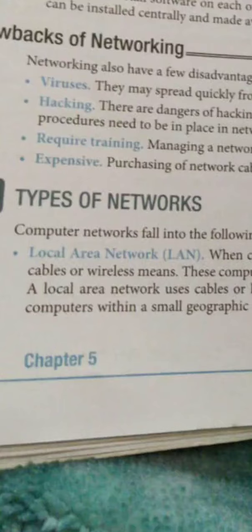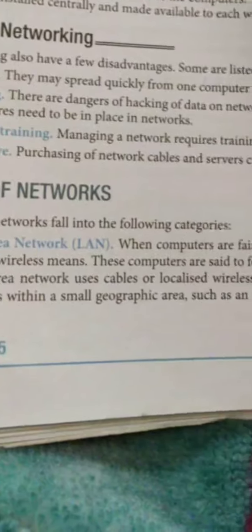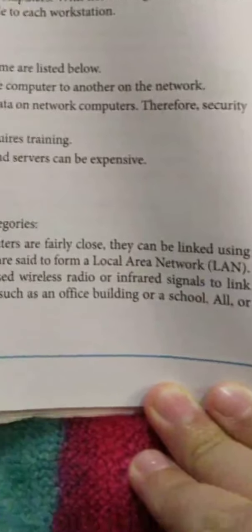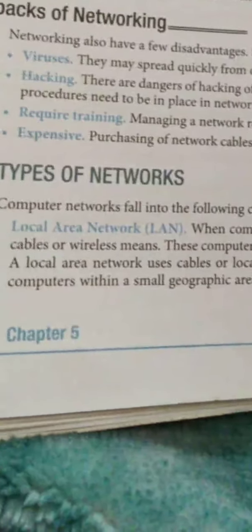Then there are types of networks. First is LAN, local area network. What is a local area network? A local area network is a network where computers are fairly close to each other. They can be linked using cables or wireless means. In the beginning I told you that it can be a wireless medium or a wired medium. So when the computers are placed close to each other inside a room or inside a building, that is a local area network. It covers a small area. It can be inside a building.